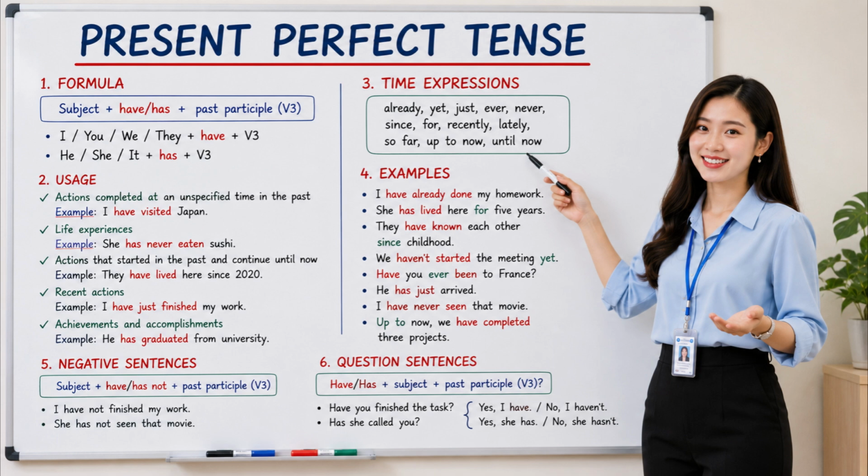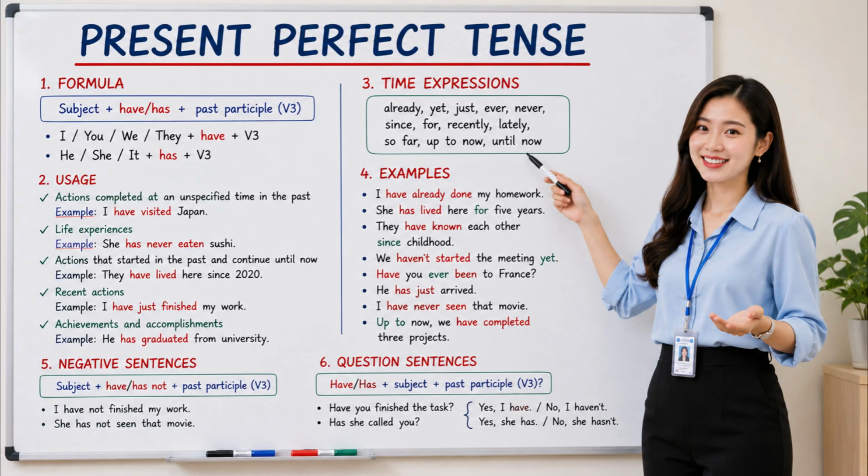Questions. Have you ever been to Singapore? Has she ever flown on an airplane? Have they ever eaten sushi? Answers. Yes, I have. No, I haven't. The words ever and never are often used when talking about experiences.